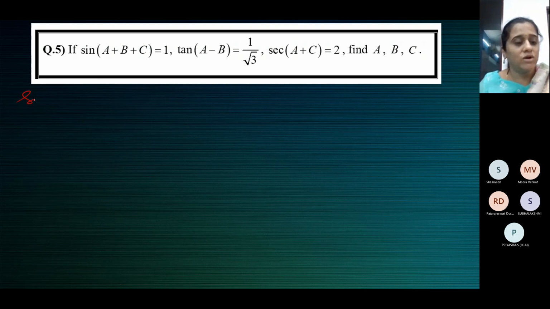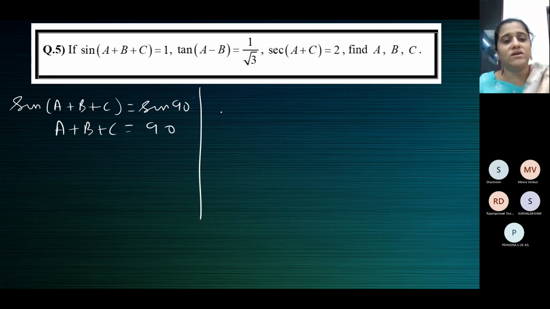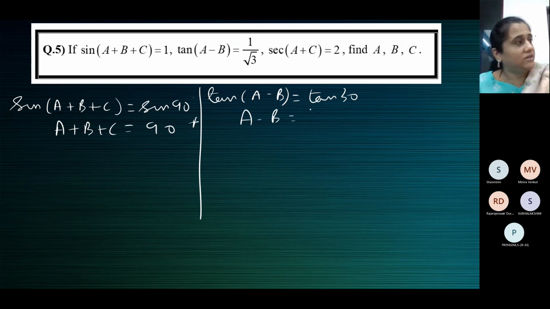See here. What is given? Sine of A plus B plus C is equal to 1. When is it 1 in the sine table? Sine 90 is 1, correct? So immediately, won't you write it fast if you know it? So what is A plus B plus C? 90, correct? So then what is tan of A minus B? 1 by root 3 is tan 30. So that means A minus B is equal to 30.